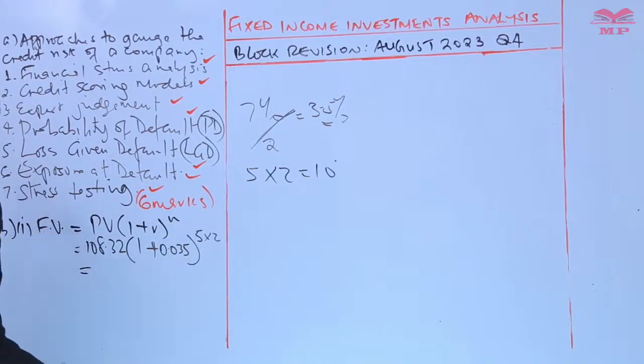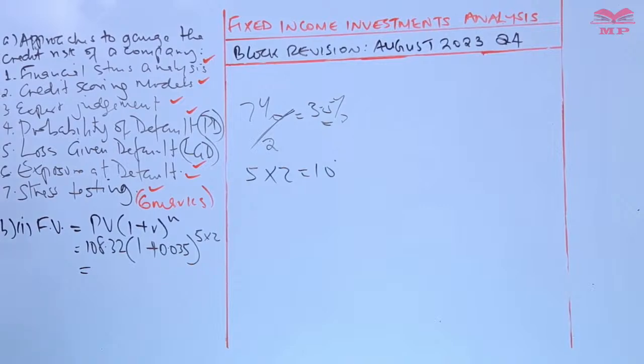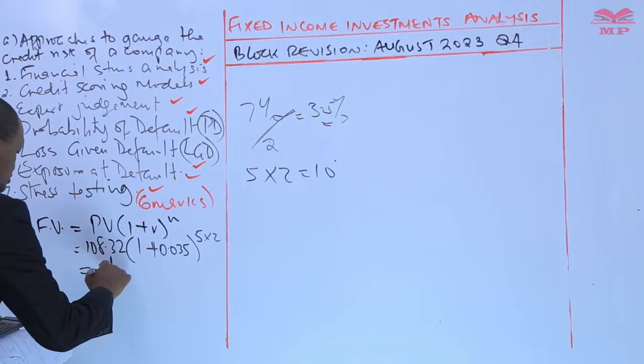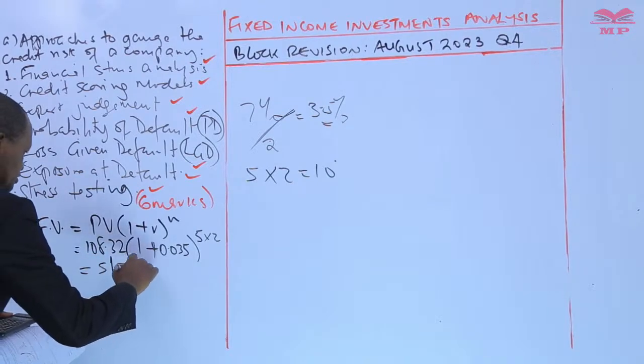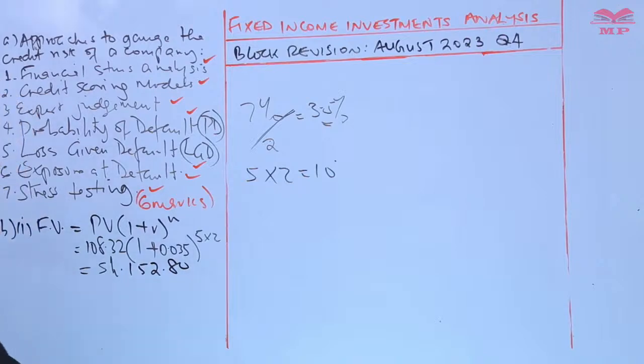Then we get the answer. The future value is shillings 152 and 80 cents. That is the future value of this bond.